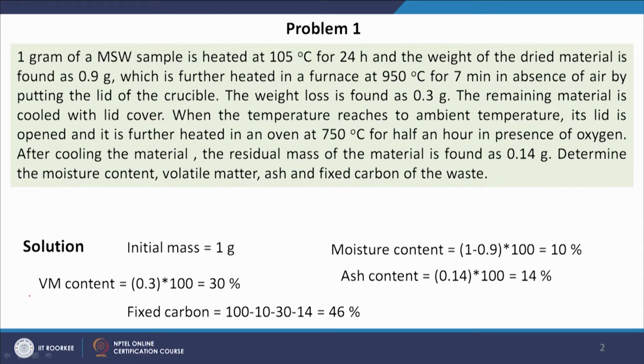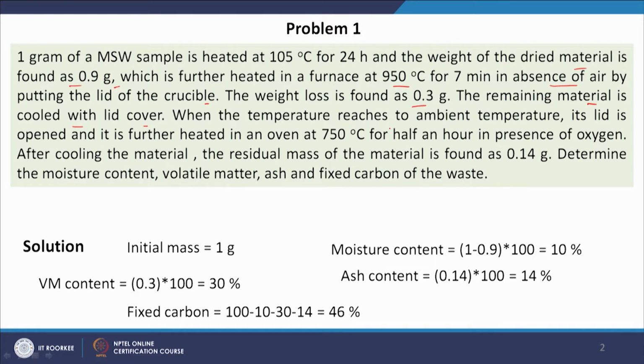and the weight of the dried material is found as 0.9 gram, which is further heated in a furnace at 950 degree centigrade for 7 minutes in absence of air by putting the lid of the crucible. The weight loss is found at 0.3 gram. The remaining material is cooled with lid cover.